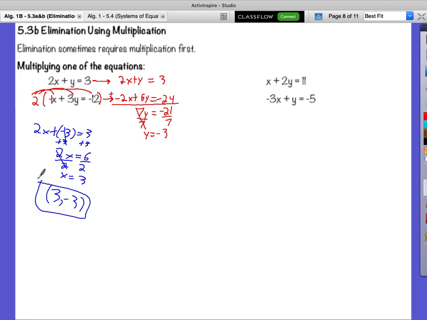Okay. So the new thing in this problem compared to what we did in our warm-up last time is we had to multiply one of the equations. Now we are ready to eliminate it and we are good to go. We had to multiply, then we were ready to eliminate.